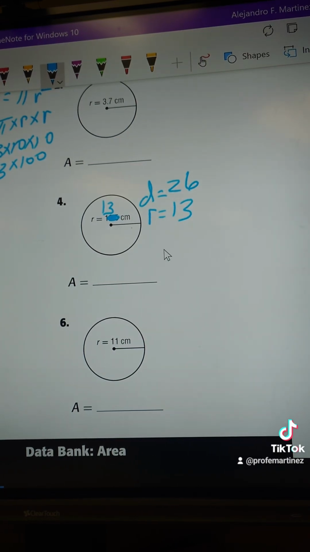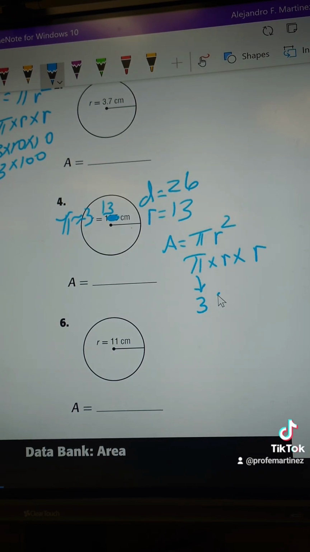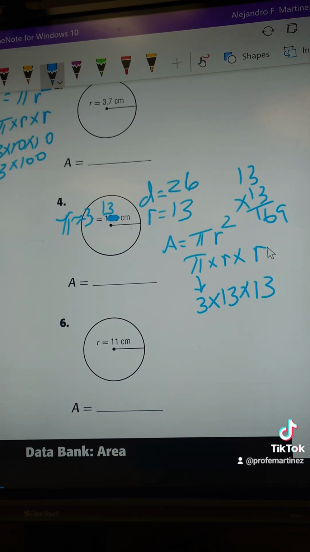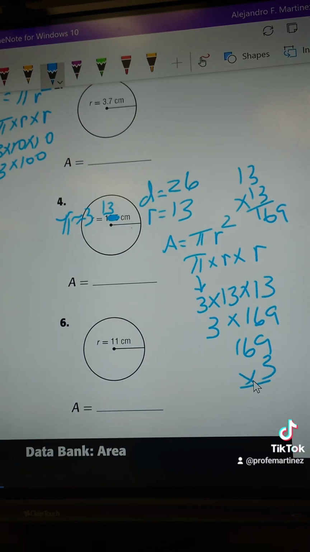I'm looking for area, so I need to use the area formula. Pi times radius squared, which means pi times radius times radius. Pi, I'm going to keep using 3, so I substitute the 3 here times the radius. The radius is already given to me, 13. So times 13, and then times 13 again. I know 13 times 13 is 169. And so this is 169 times 3.